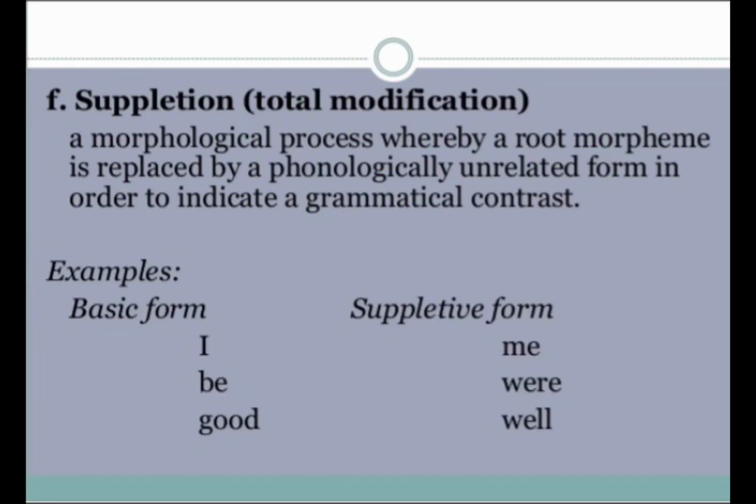Next is suppletion or total modification. A morphological process whereby a root morpheme is replaced by a phonologically unrelated form in order to indicate a grammatical contrast. For example, in basic form and suppletive form: I becomes me, be becomes were, and good becomes well.